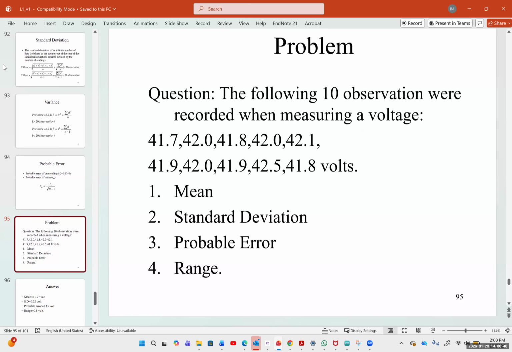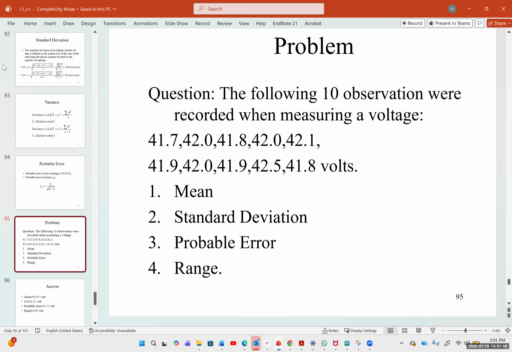Now, let's solve a problem. We have 10 observations recording a voltage, and the 10 observations are as follows. First one is 41.7, second is 42, third is 41.8, 42, 42.1, 41.9, 42, 41.9, 42.5, 48.8 volts.